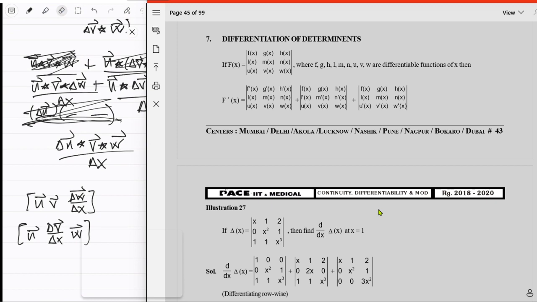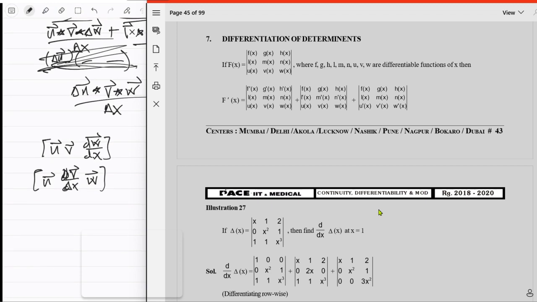And now just take the limit. So this will just be this thing, dw vector upon dx, and then dv vector upon dx. Then you got this stuff. It should be this thing actually, du vector upon dx, and then v vector w vector, right?